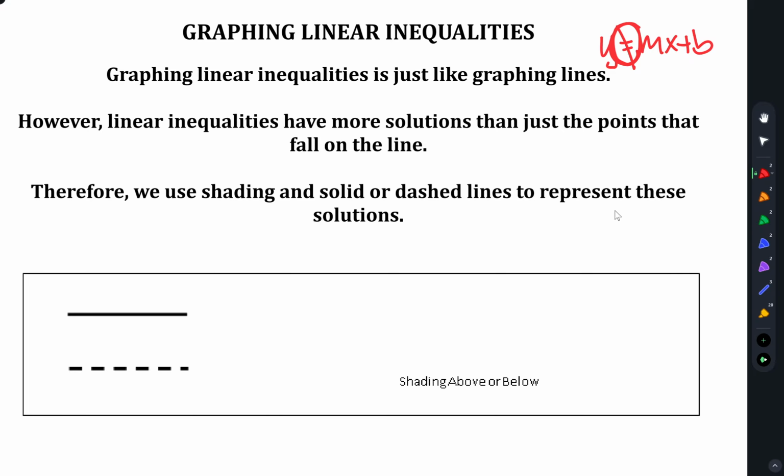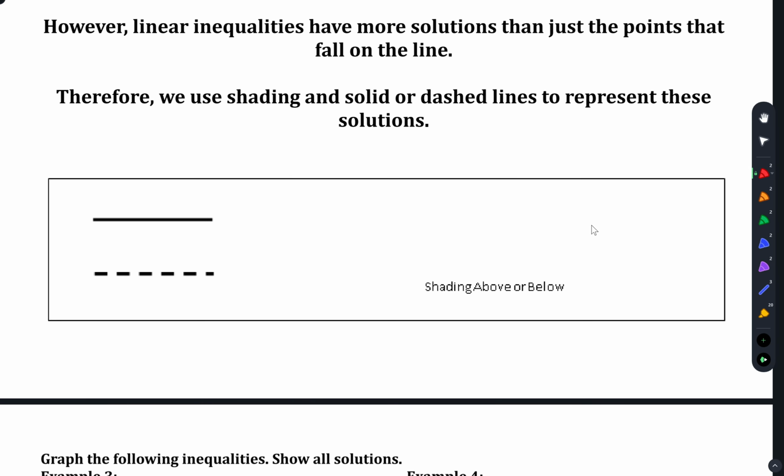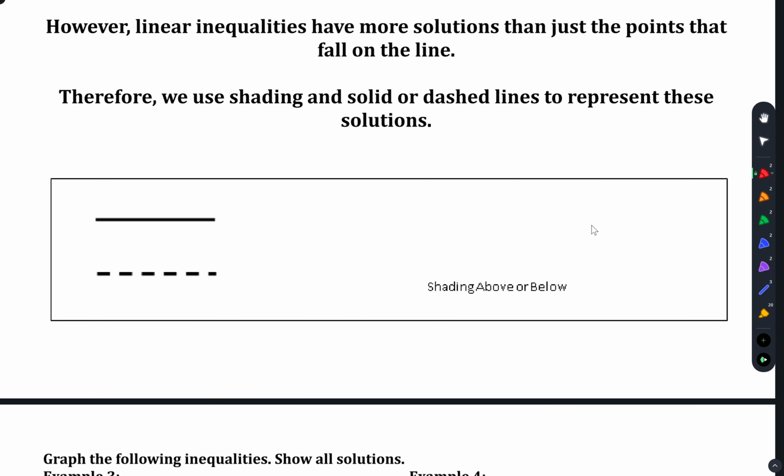Linear inequalities also have more solutions than just the points that fall on the line. So that's what we were seeing when we were doing our little points. There's a bunch of solutions on the left side that don't lie on that line. Therefore, what we're going to need to do is do a little bit of shading. If you like highlighters, you might want a highlighter. Otherwise, we can just use our pencils. It's going to be okay. So, there's two things we need to be paying attention to. Whether our line that we graph is going to be a solid or a dashed line. And then the second thing is where we are going to shade our graph.